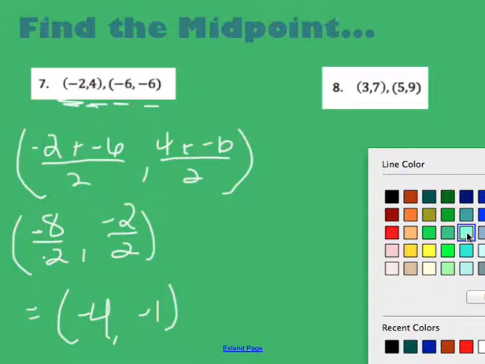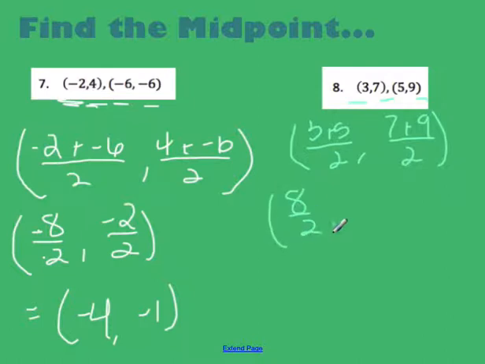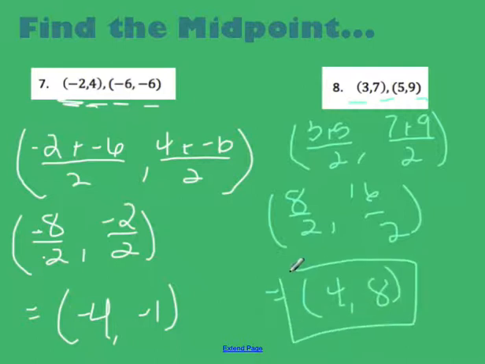So let's take a look at that for number 8. For number 8, we're going to have 3 plus 5 and divide that by 2, and then 7 plus 9 and divide that by 2. So x plus x, y plus y, and then dividing each by 2. So 3 plus 5 is going to give us 8 divided by 2. 7 plus 9 is going to give us 16 divided by 2. So writing that out as a coordinate point, 8 divided by 2 is 4, and 16 divided by 2 is 8. So that is your final answer for that one.